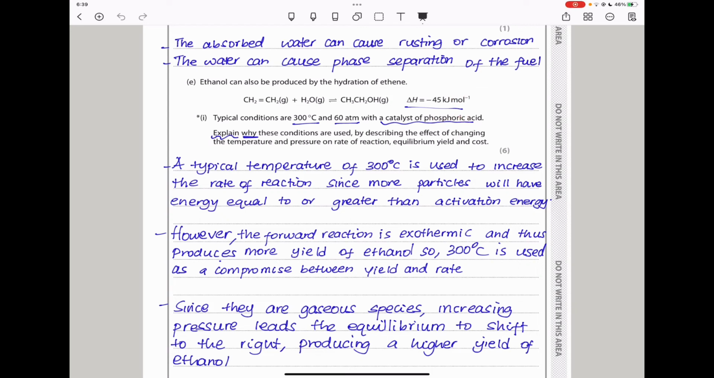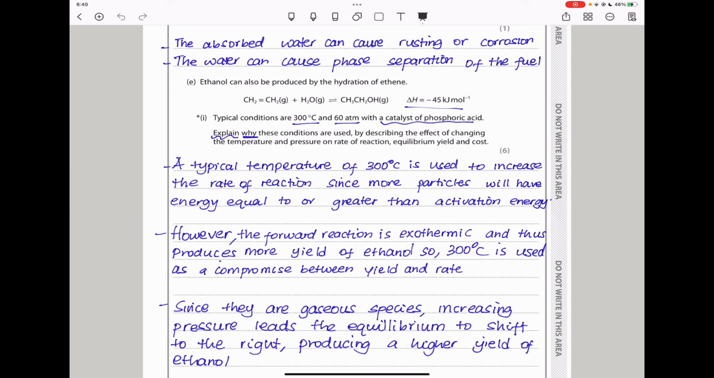So this question is asking us to explain why these conditions are used by describing the effect of changing the temperature and pressure on the rate of reaction, equilibrium, yield, and cost. I'm going to begin by describing it, then I'll read what I wrote. The forward reaction is exothermic, so we expect an increase in temperature to favor the backward reaction, meaning more ethene is going to be produced and less ethanol is going to be yielded due to the higher temperature. However, a higher temperature is going to cause a rapid rate of reaction, so a high temperature of 300 is used in order to obtain ethanol at a faster rate.